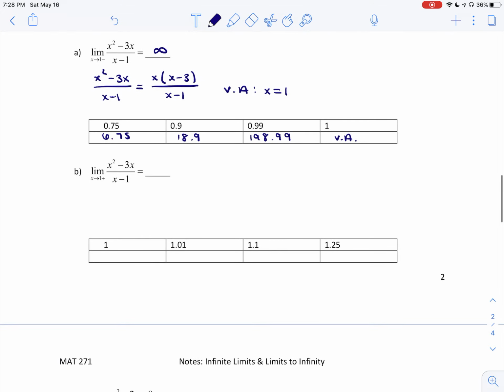All right, now let's look at that same function, but this time we're looking at the limit as x approaches 1 from the right-hand side. Again, we know that there's a vertical asymptote at x equals 1. So this time I just picked a few values to the right of 1. And again, I went ahead and plugged these in ahead of time. And what I found was negative 200.99, negative 20.9, and negative 8.75. So this time, as x approaches 1 from the right-hand side, we can see that f of x is approaching negative infinity.